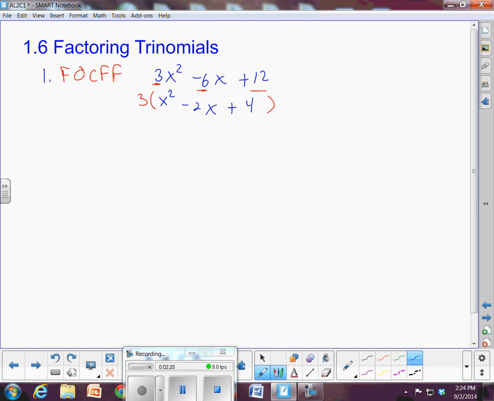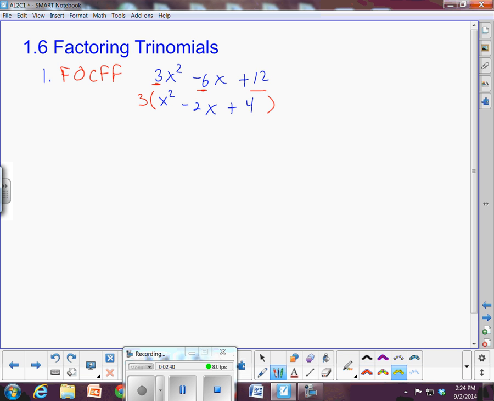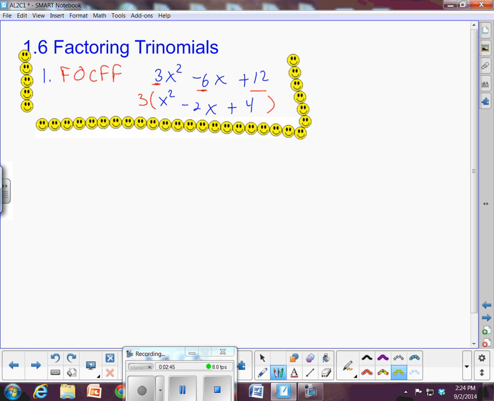You must remember to do this. You have to remember to factor out common factors first. And if you don't remember to do so, then what's going to happen is a lot of times you're not going to be able to factor what's left, or you're going to take up too much time to do so. So please don't forget to factor out common factors first. Very, very important.